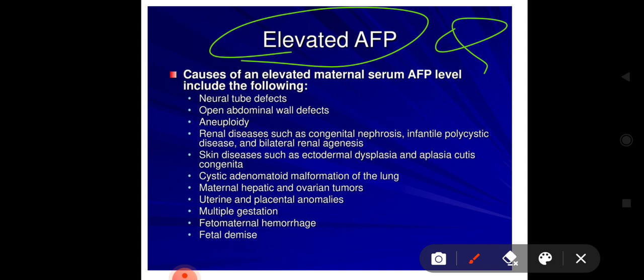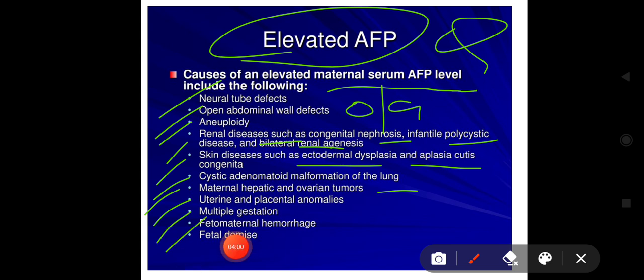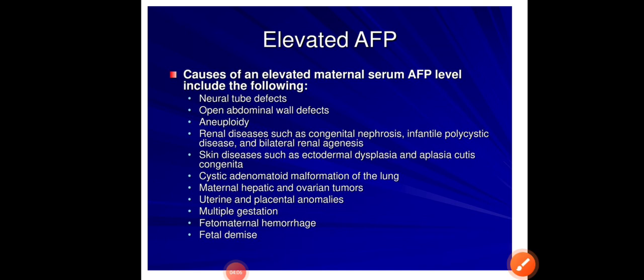So causes of elevated maternal serum alpha-fetoprotein: neural tube defects, open abdominal wall defects like omphalocele or gastroschisis, and aneuploidy, renal disease, congenital nephrosis, infantile polycystic kidney disease, bilateral renal agenesis, skin disease, ectodermal dysplasia or aplasia cutis, cystic adenomatoid malformation of the lungs, maternal hepatic and ovarian tumors, uterine and placental anomalies, multiple gestation, feto-maternal hemorrhage, and fetal demise. So these all are the important causes of elevated alpha-fetoprotein in maternal serum.